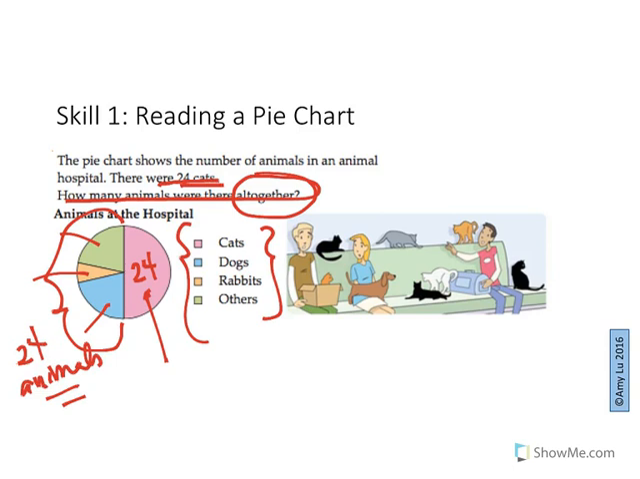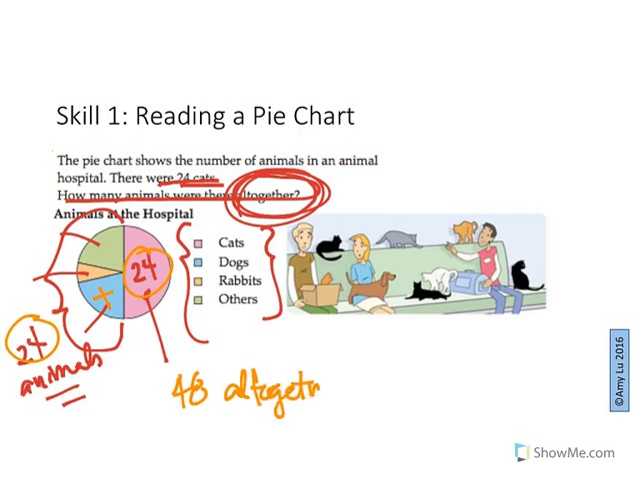So we know that, since the question is how many animals were there all together, all you have to do is say 24 plus 24, which makes 48 animals altogether. And that's it. Now, you can use this to also estimate approximately how many dogs and approximately how many rabbits there were using your eyes to try to interpret how much it's broken apart.